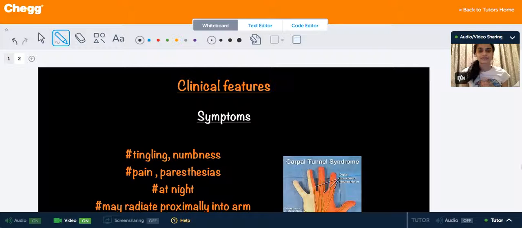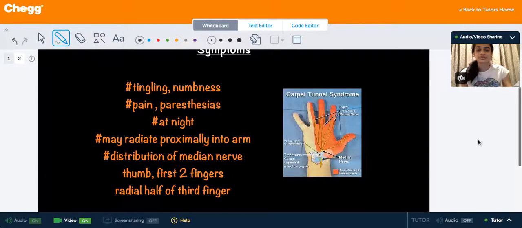Now, in this video, let's look at what the signs and symptoms of carpal tunnel are, basically the clinical features of CTS. So, looking at the symptoms first. The typical symptoms of CTS are tingling, numbness, pain and paresthesias that occur along the distribution of the median nerve. So that includes the thumb, the index finger, the middle finger, and the radial half of your ring finger. So basically the thumb, the first two digits, and the radial half of the third digit. So this is your distribution of the median nerve, and this is typically the area of the hand that is affected in a person who has carpal tunnel syndrome.